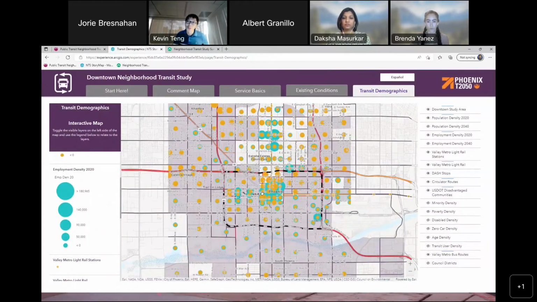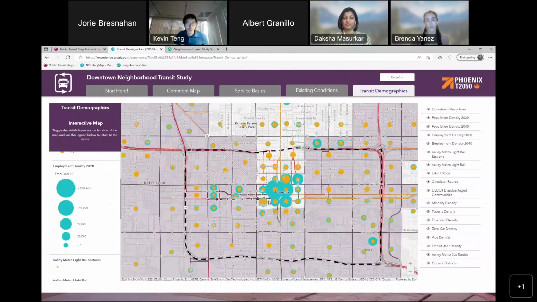Yes, so for us, when the team initially began the study, we do have to define a boundary for the study area. For services that go beyond this boundary, the project team will certainly consider the feasibility of those. However, we also have to keep in mind the other transit services that we already have in downtown. In particular, right here in Central, we have the light rail line that runs all the way through Central Avenue, and it does have a stop on McDowell Road.